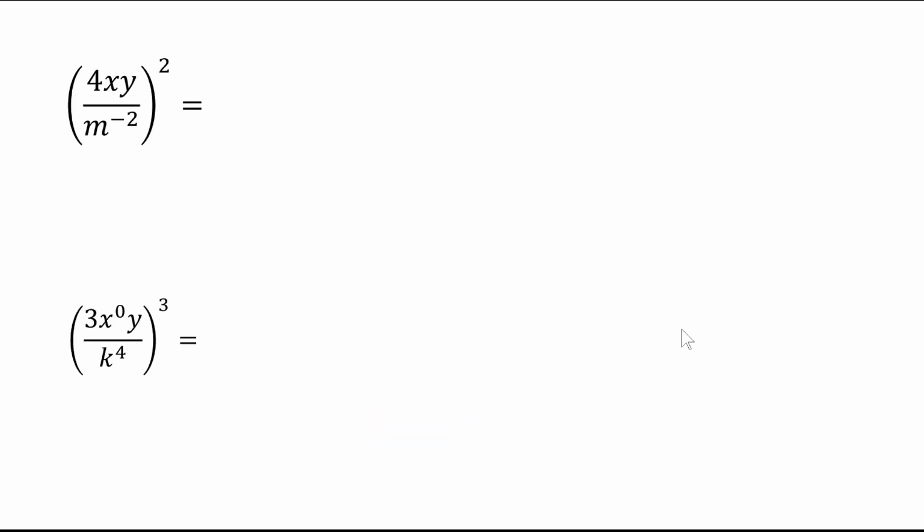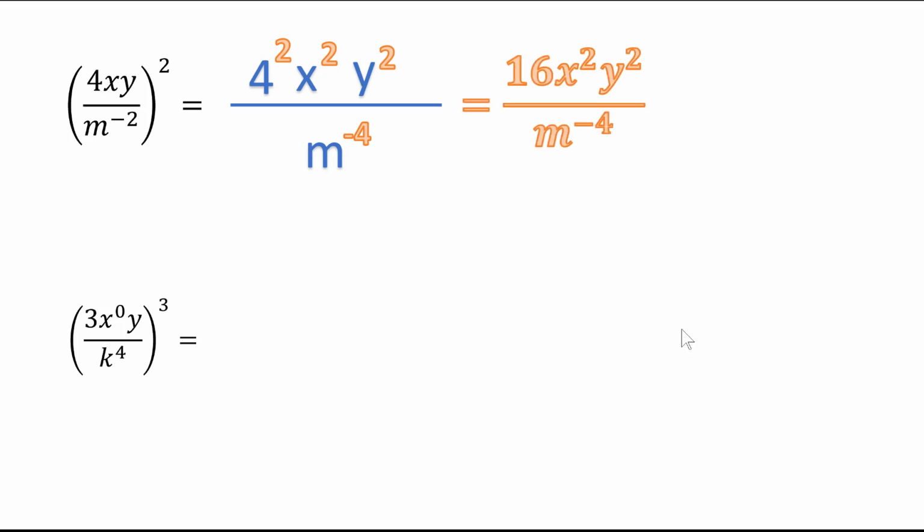All right, here we've got 4xy over m to the negative 2, and then we're squaring that whole thing. That means that we have to distribute that 2 to all the exponents in the parentheses, and we multiply the exponents. All right, so for this one, we're going to have 4 squared. We're going to have x squared. We're going to have y squared. And we're going to have m to the negative 2, and we're going to multiply negative 2 times 2 to get negative 4. Okay, so the 4 is squared, so we can evaluate that. 4 squared is 16. Everything else can just stay where it is.